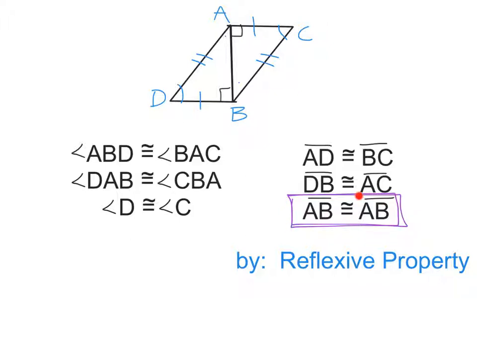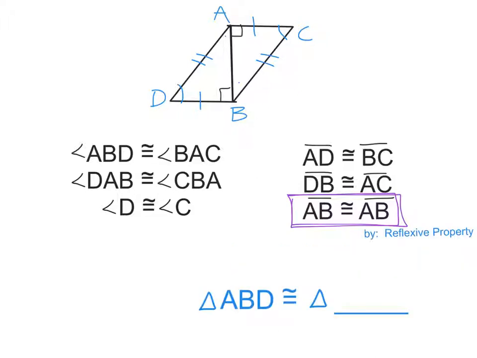So in a two-column proof, I can pull this right from the diagram. I can see that side AB is in both triangles. So if I need it as one of my congruent parts, I can say side AB is congruent to side AB, or segment AB is congruent to segment AB by the reflexive property. Okay, so now if all 6 parts of this triangle are congruent to all 6 parts of this triangle, and they are, then I should be able to create a congruent statement for the congruent triangles.